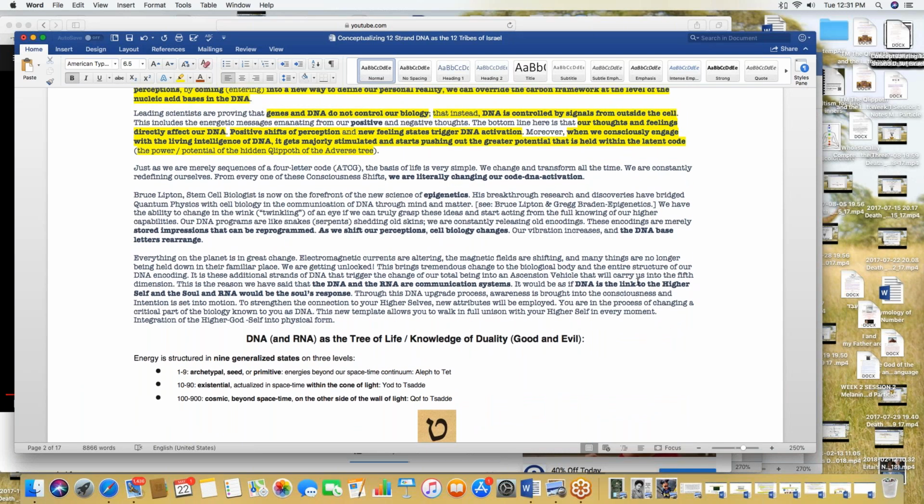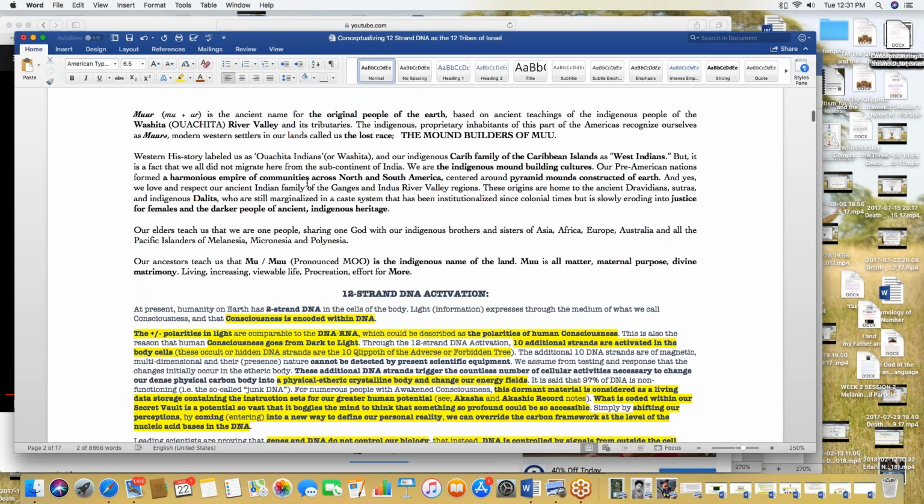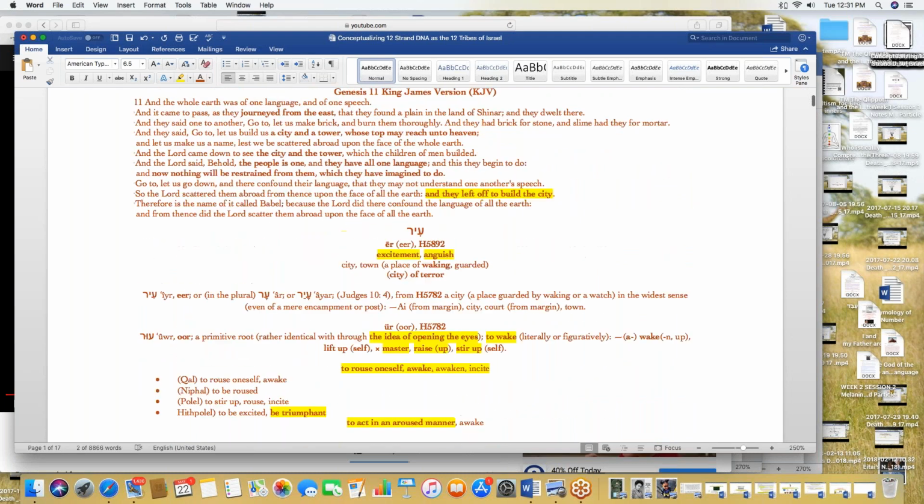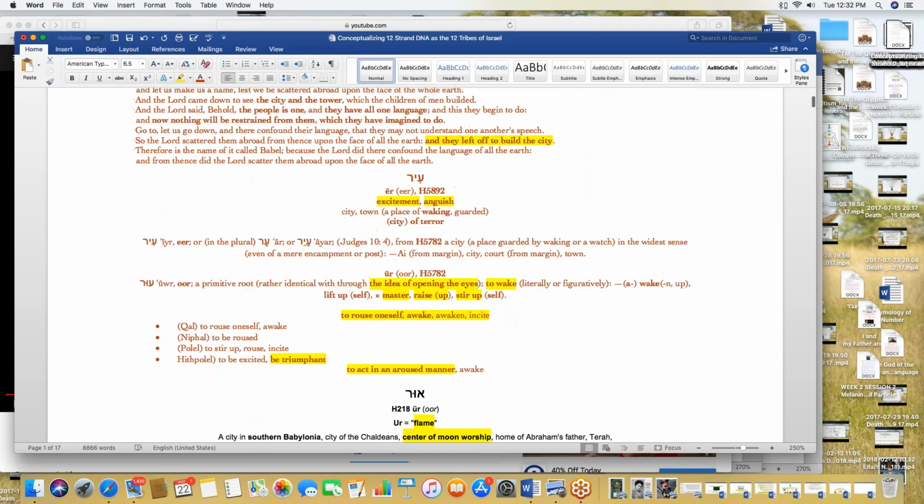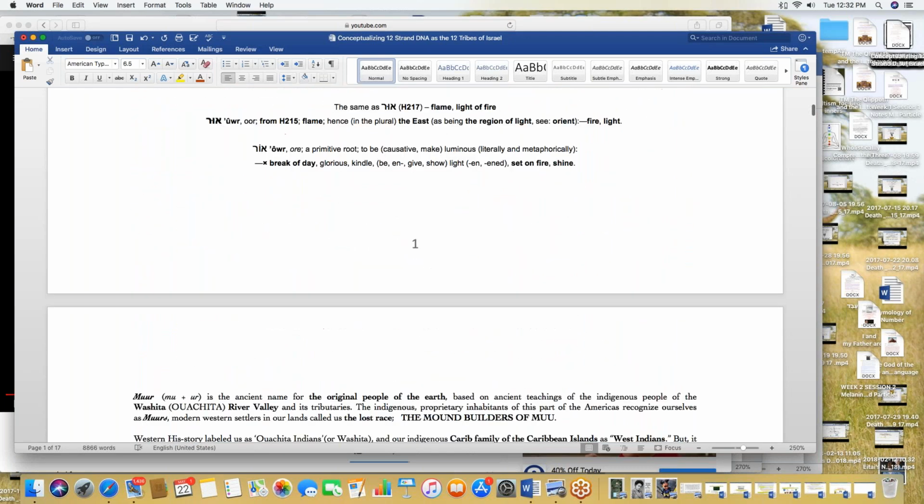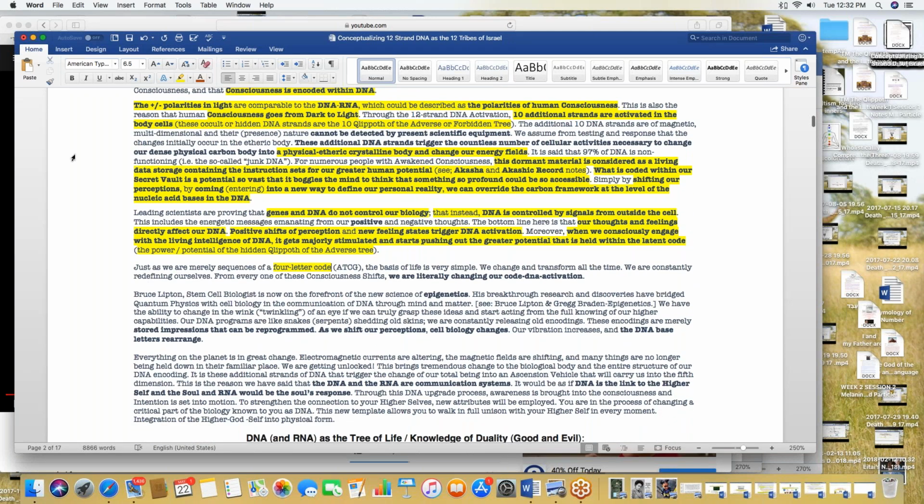Finishing this out. We're going to go back over this now so that everyone can clearly conceptualize this. Just as we are merely sequences of a 4-letter code, A, T, C, G, that 4-letter code now is the 4 gates that the 12 tribes are divided into. Are you all with me? 4-letter code.